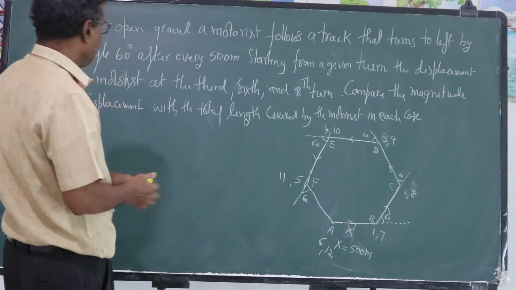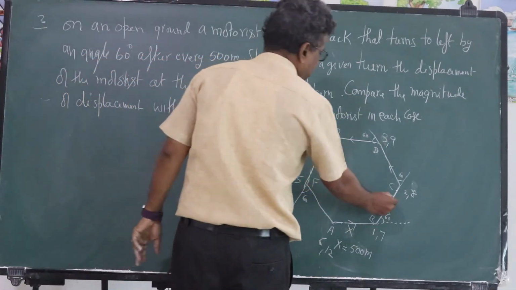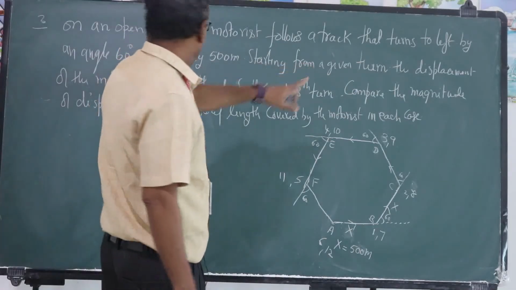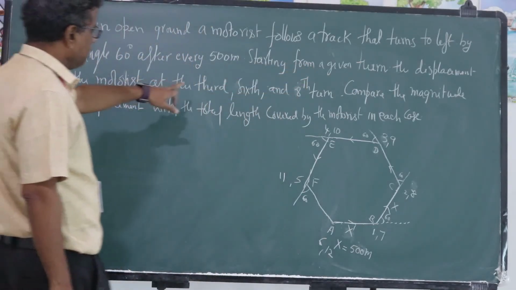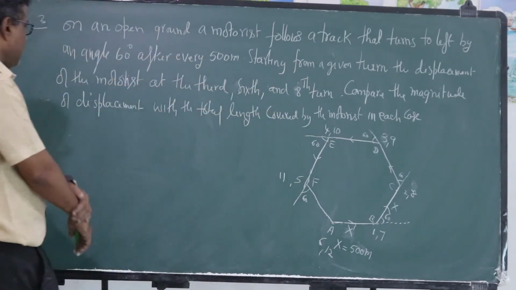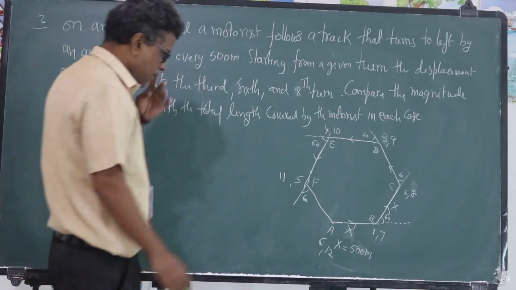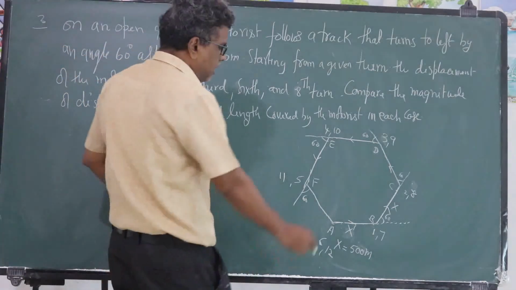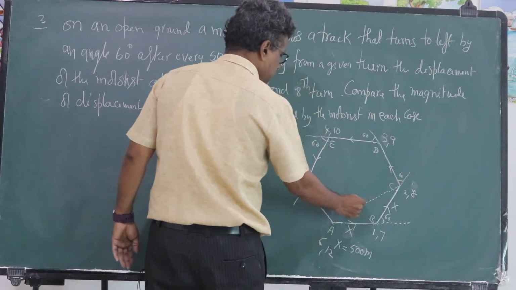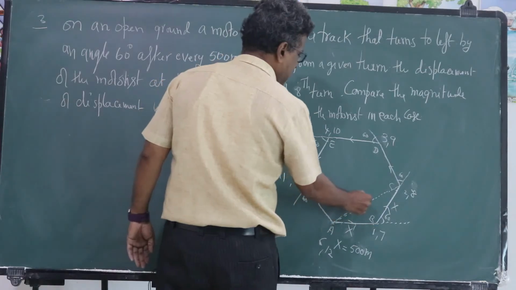Now, what we want? Let each side of the hexagon be x. We want the third, sixth, and eighth turns: the magnitude of the displacements and the distances. Okay. So let us see, after the first turn, what is the displacement? So this is the displacement after the first turn.